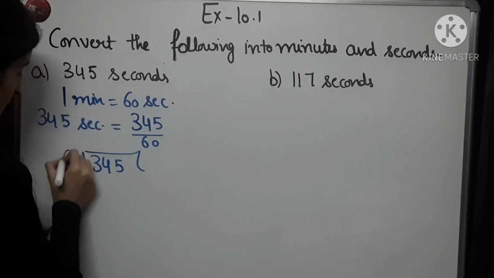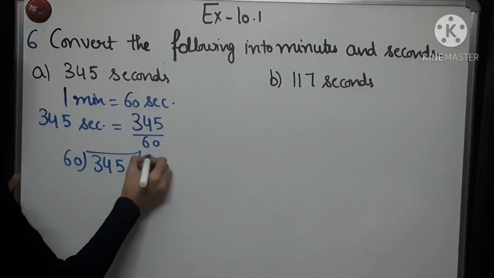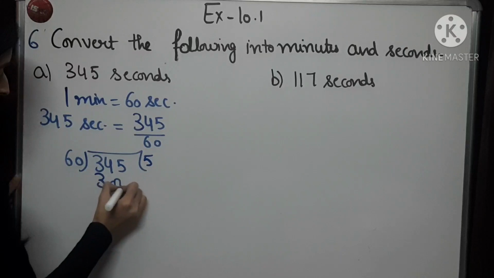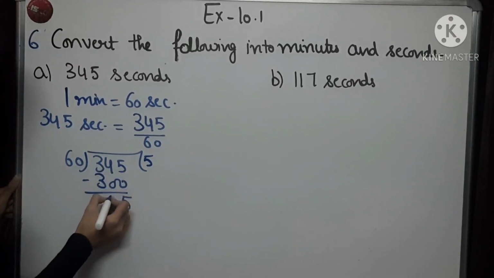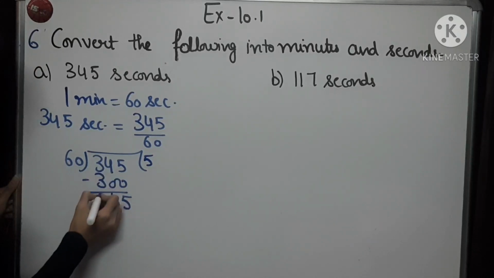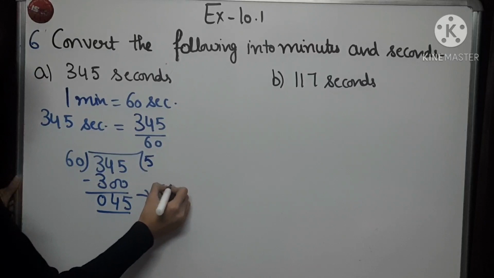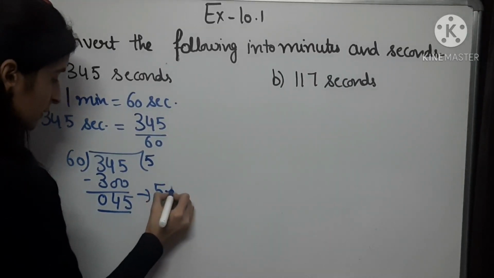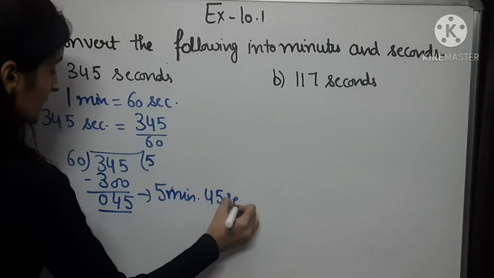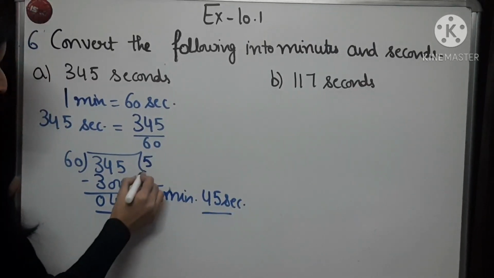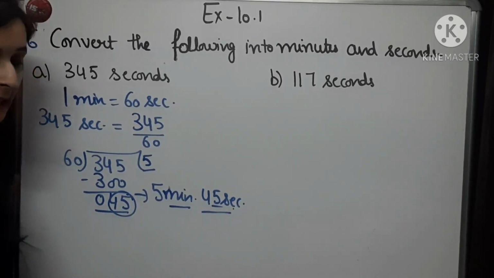So it will go on 5. 60 5s are 300. Right? 5 minus 0 is 5. 4 minus 0 is 4. 3 minus 3 is 0. So that means 5 minutes and 45 seconds. This quotient will be minutes and this remainder will be seconds.